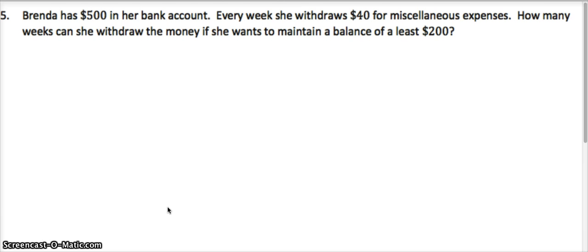Number 5, Brenda has $500 in her bank account. Every week she withdraws $40 for miscellaneous expenses. How many weeks can she withdraw the money if she wants to maintain a balance of at least $200? Please write the inequality, and then we'll check that before we start working.